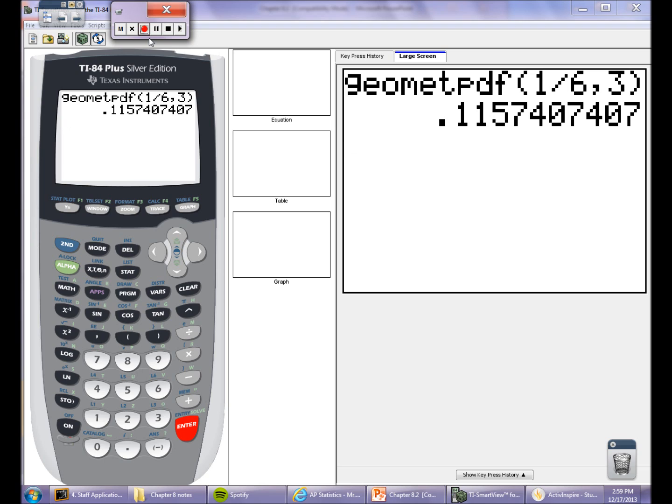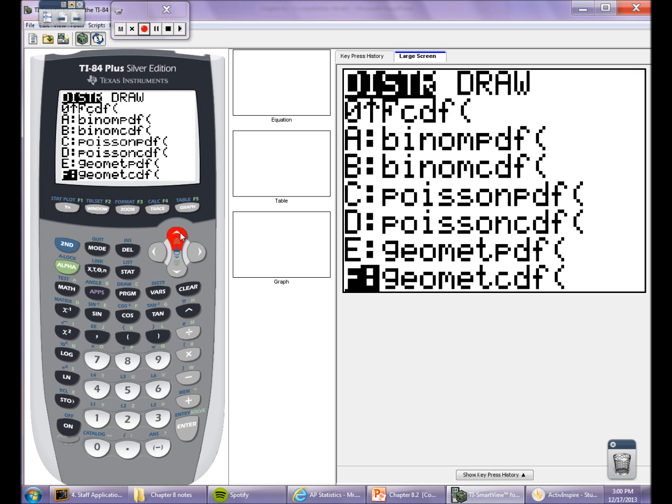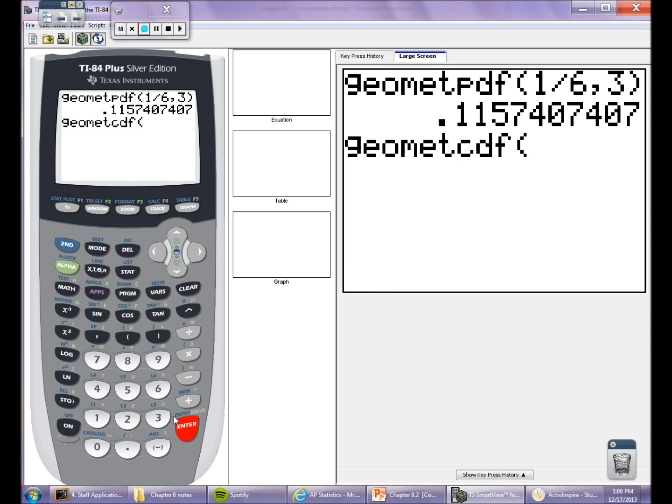In similar fashion, I could pose the question, what's the probability that I see my first success within 3 rolls? So I could have success on the first roll, the second roll, or the third roll. I can find these individual probabilities using a geometric PDF and then simply adding them up. Or, as you saw on the calculator, I have the option of selecting a geometric CDF, meaning a cumulative distribution function. Here the calculator will add the probability of success on the first plus the second and the third.